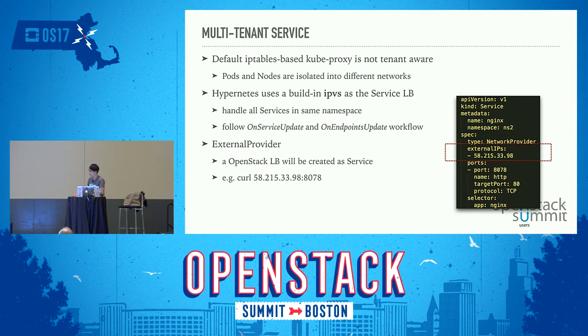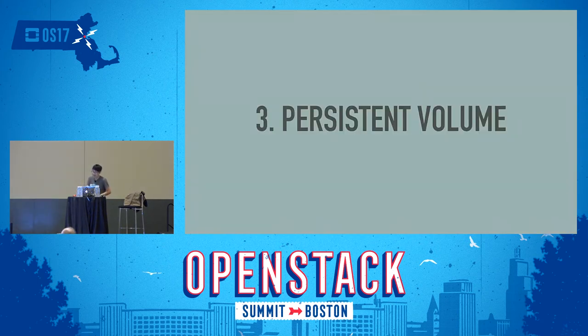Okay, we also support the external load balancer. For example, if you create a service whose type is network provider, we will call the Neutron API to start an OpenStack LB for you to use here. Okay, so that's the network part.